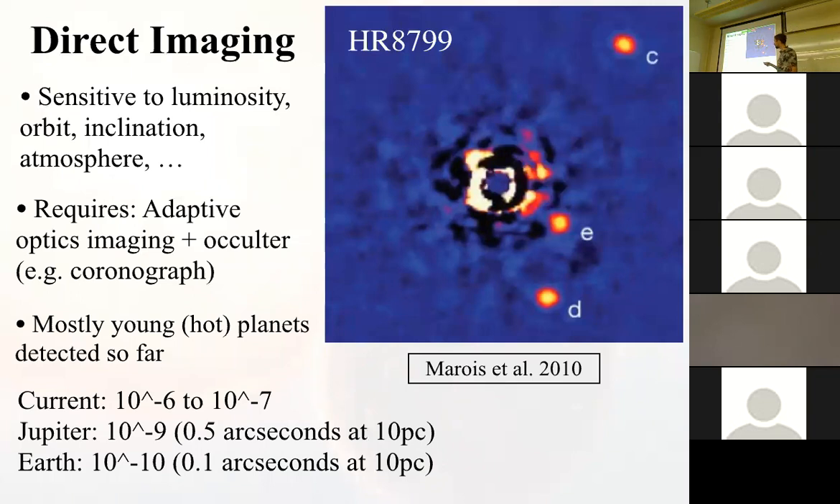We're still way off. If you look at these numbers down here, the current best contrast that we could reach is 10 to the minus 6, 10 to the minus 7, so about 1 million contrasts from the star to the planet. Jupiter is about 10 to the minus 9 contrast, and the Earth is 10 to the minus 10. So we're still something like 3 orders of magnitude away from reaching the required contrast to block out the star light and detect an Earth around another star.